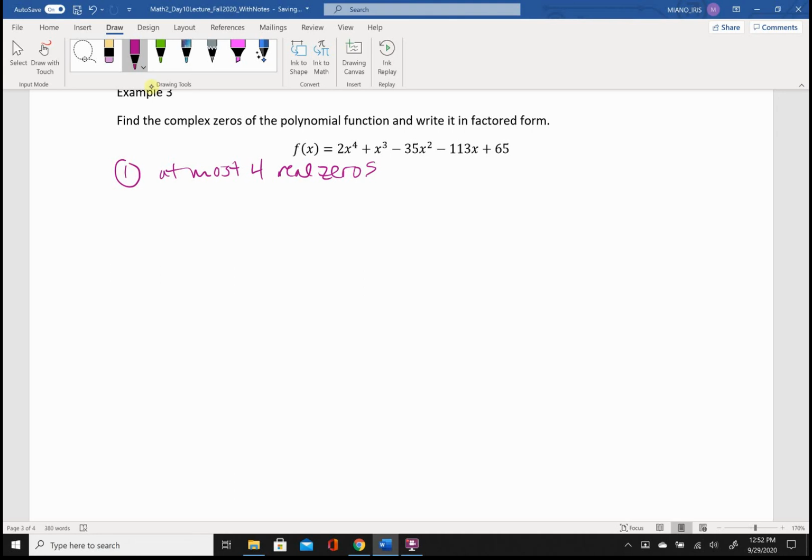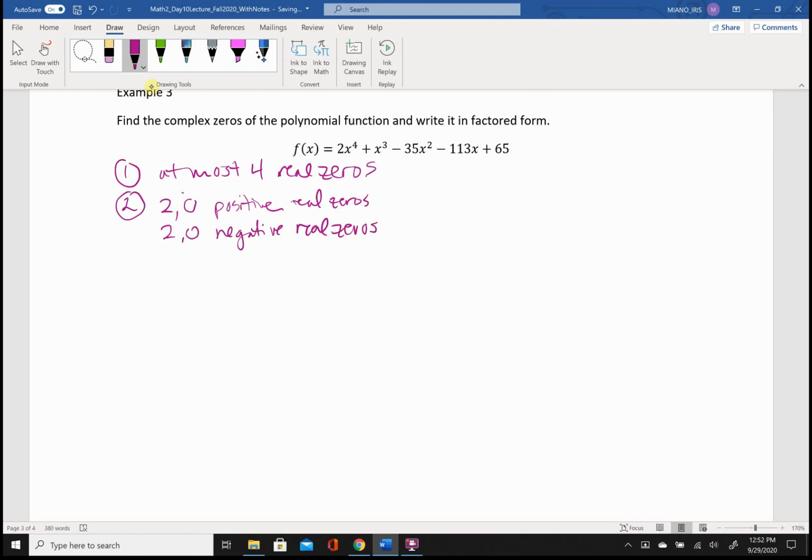Sign analysis. And by that I mean the Descartes rule of signs would yield that we have 2 or 0 positive real zeros, and 2 or 0 negative real zeros. I'll leave the work out of it just in the interest of time and focusing on the things that are more pressing.